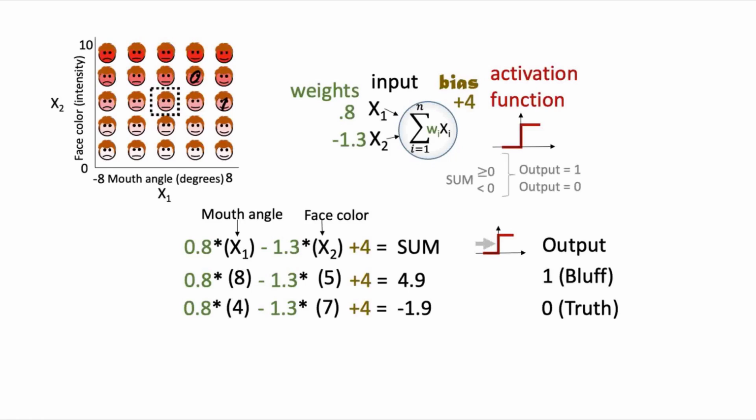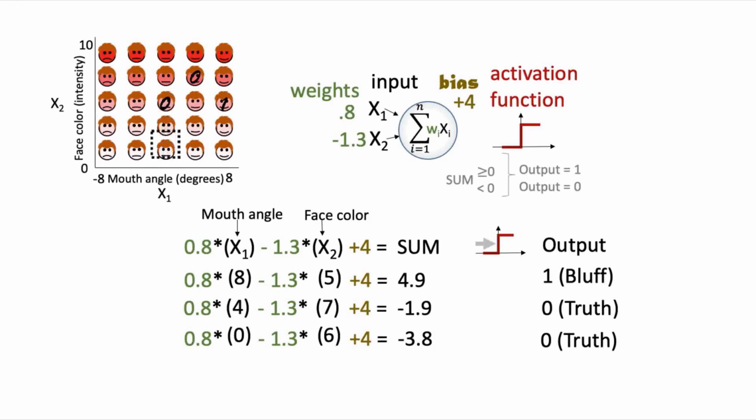Let's do it again. So we've got a mouth angle of 0 and a face color intensity of 6. So the sum would be 0.8 times 0 minus 1.3 times 6 plus the bias, which is 4. And that equals negative 3.8. Negative 3.8 is less than 0. Feeding this to the activation function, we get a 0. That means Rob is telling the truth.